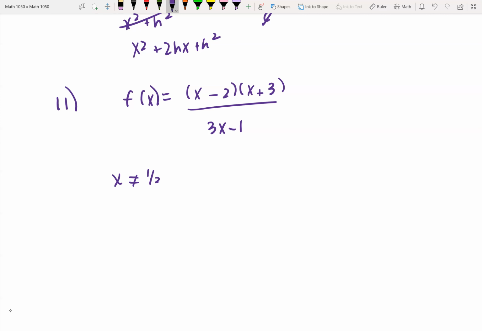X cannot be 1/3. The way I did that, 3x minus 1 cannot be 0. 3x cannot be 1. X cannot be equal to 1/3. And they say write it in any form, so I'm going to leave it right like that.